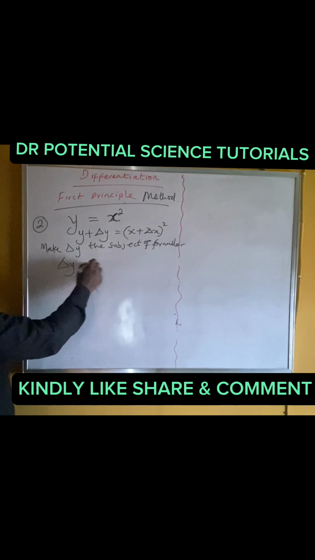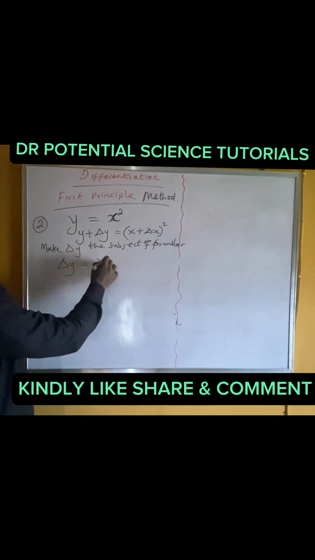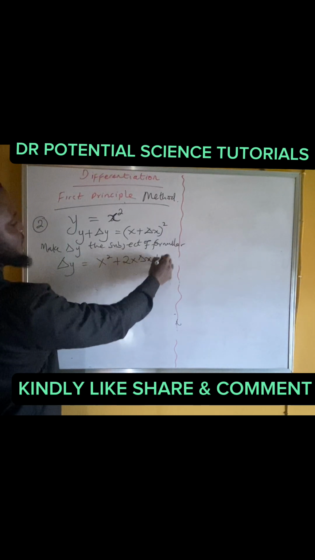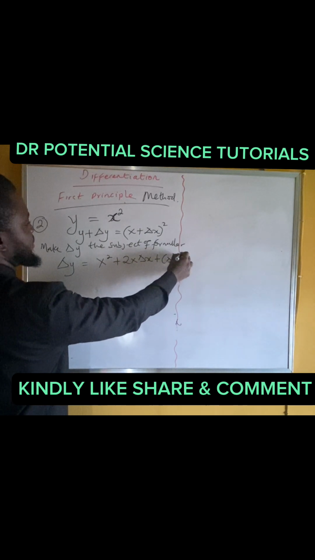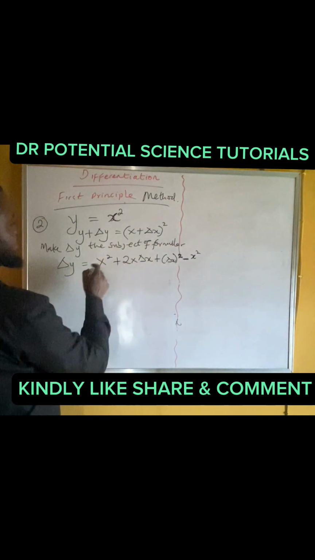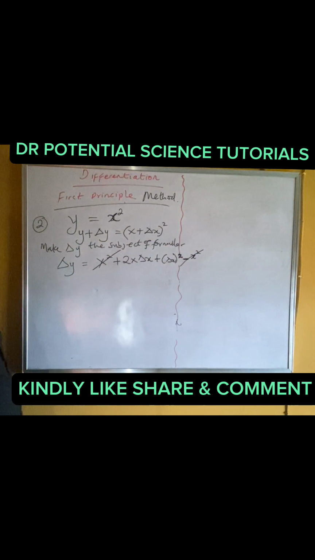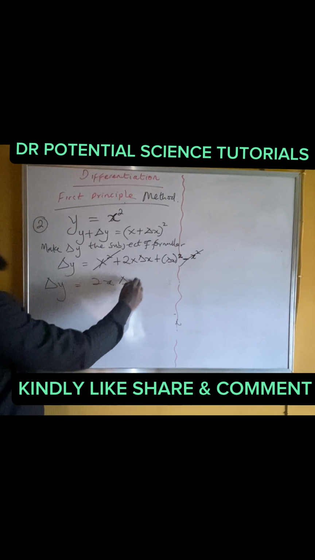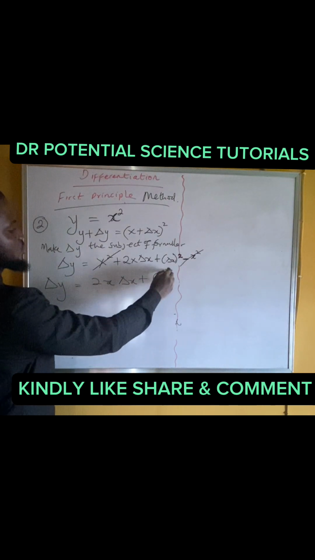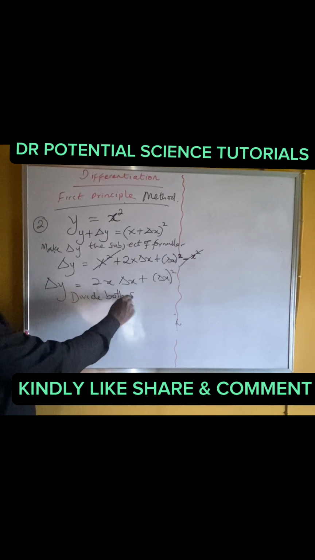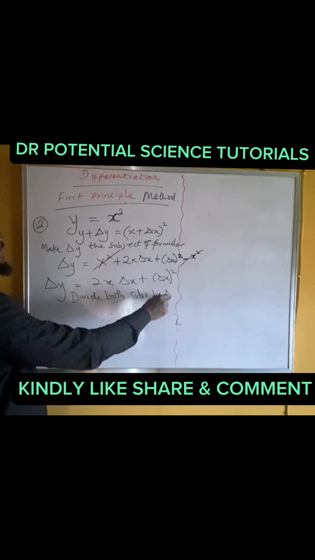So delta y equals, if you expand this, x squared plus 2x delta x plus delta x all squared, minus y. And what's our y originally? x squared. Collect like terms: x squared cancels x squared. So we are left with delta y equals 2x delta x plus delta x all squared. What's the next step? Divide both sides by delta x.